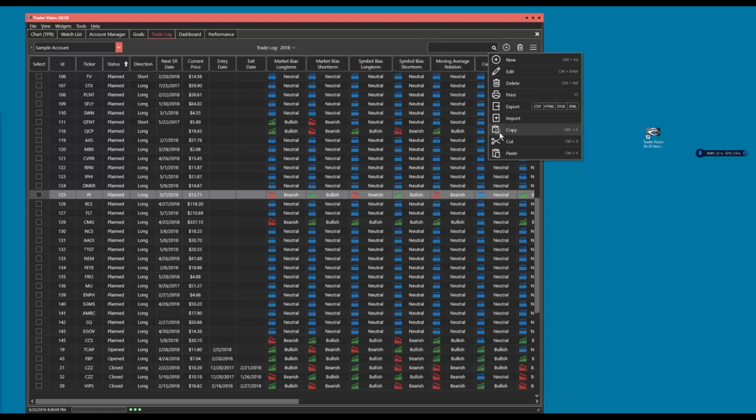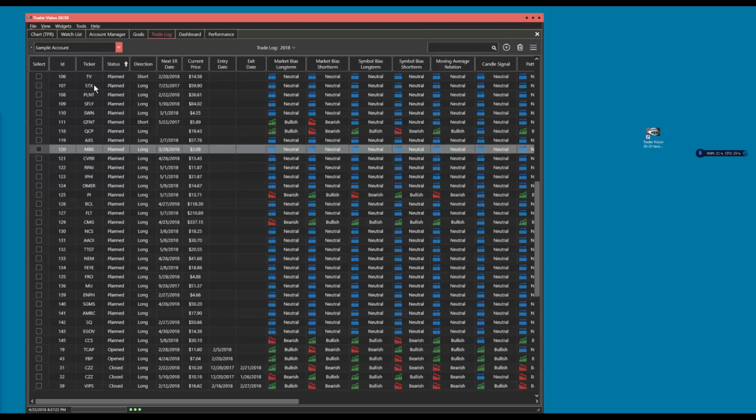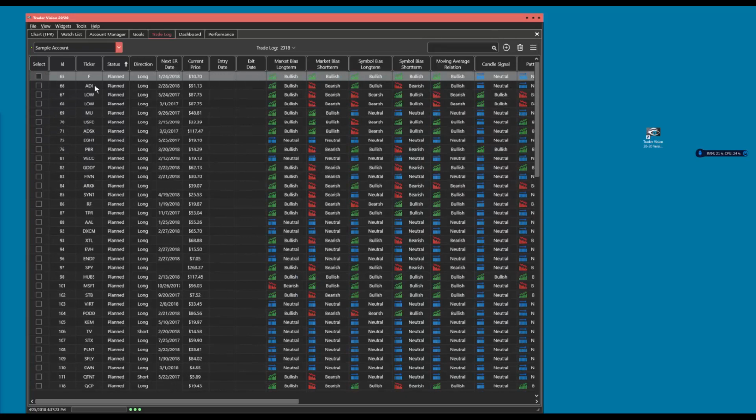If you wanted to do a direct copy, or for some reason you did the same trade in 2 different accounts, you could copy it and paste it into another account. You could cut a trade and move it to another account by going to the other account and pasting. So that's basically what you can do from the menu. And then beyond that, we will talk in more depth about trades as we plan a couple here.